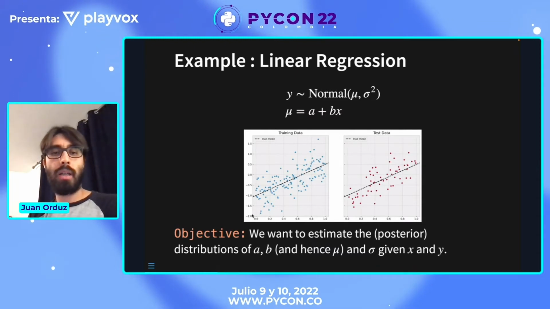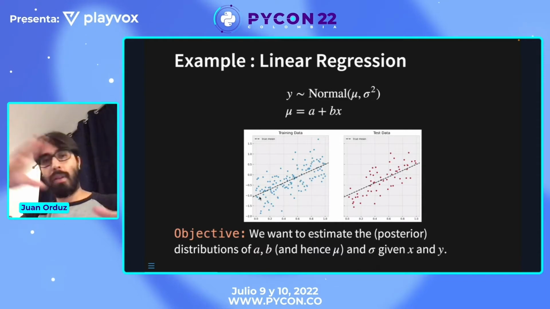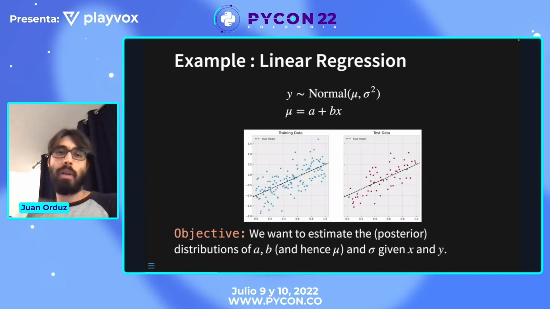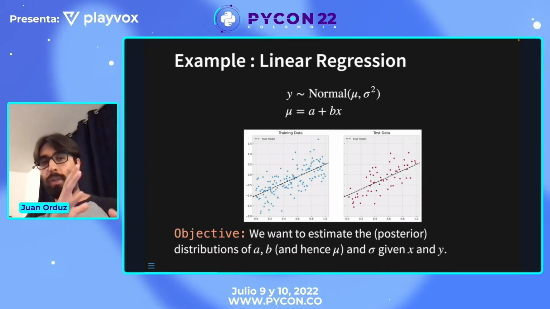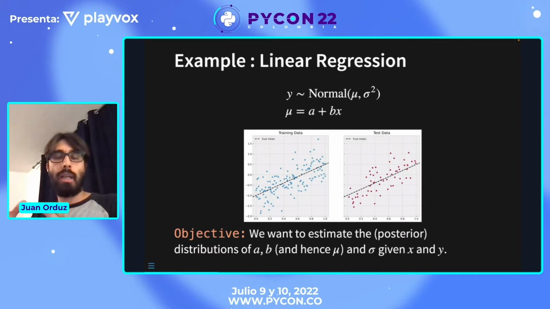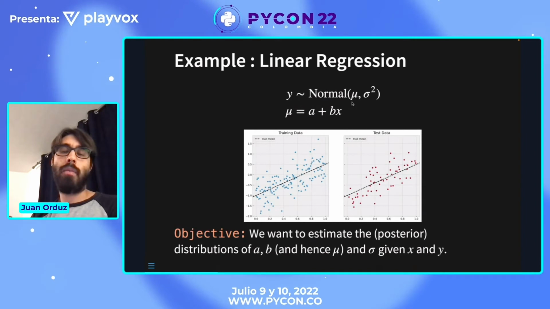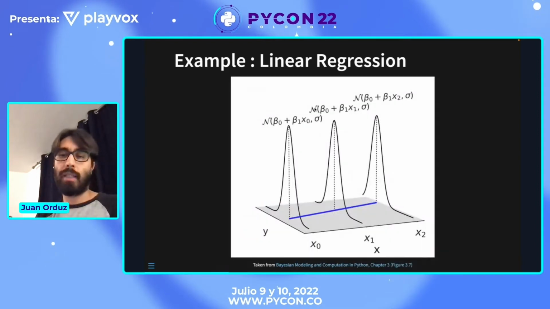So we have two variables, which are X and Y, and you have certain points, and you would like to fit the best line through these points. We have training data, where you want to do the fit, and on the test data, you want to evaluate the out of sample accuracy. So we're going to model this as follows. We're going to assume that our observations are normally distributed with a mean mu and standard deviation sigma, and the mu, which is here the mean, actually changes over x.